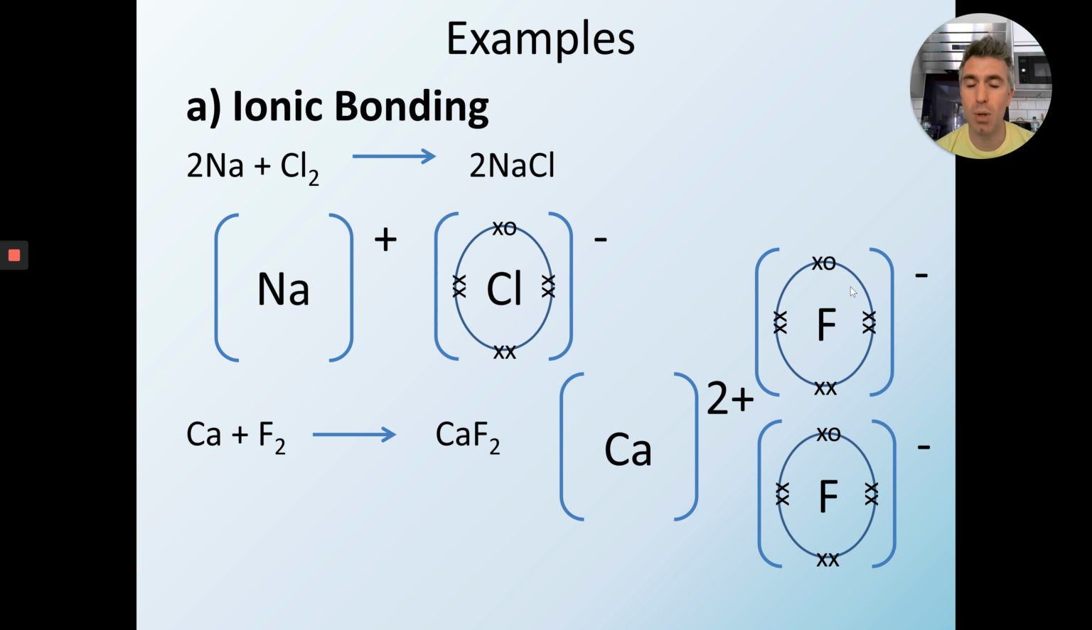Yes, it has 2 electrons in its outer shell. So when it loses those 2 electrons, it becomes positively charged, +2, which means calcium needs 2 fluorines to balance its charge, because each fluorine has a charge of -1. So it needs 2 fluorines to balance its +2. So +2 here, -1, -1, and the whole thing levels out nice and simply.